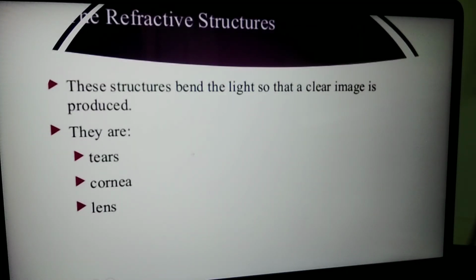Now, the refractive structures of the eye. These are the structures that bend the light so that a clear image is produced. They are tears, cornea, and lens.